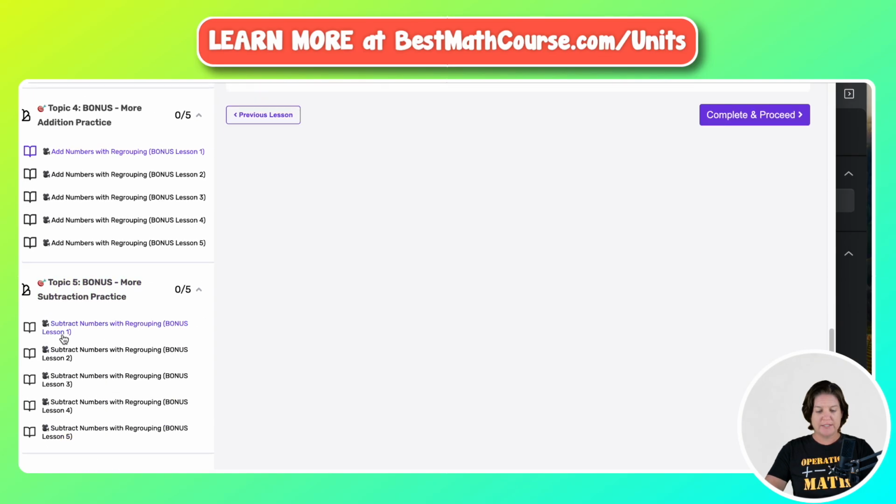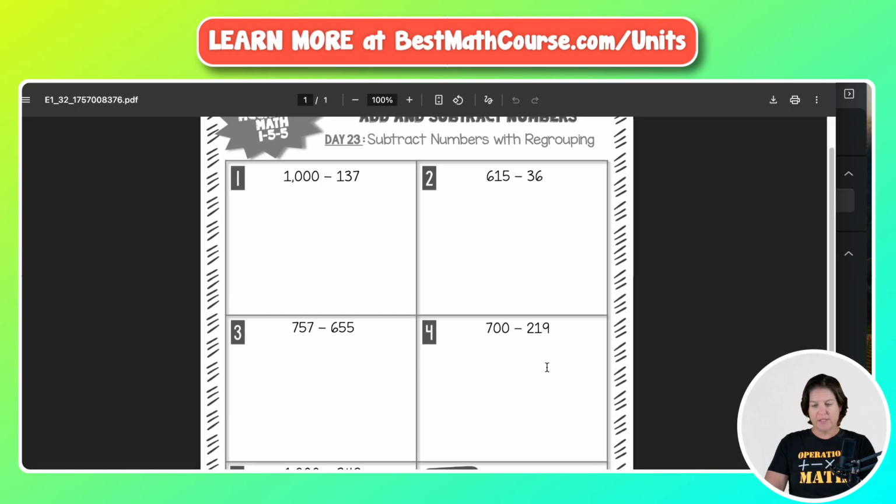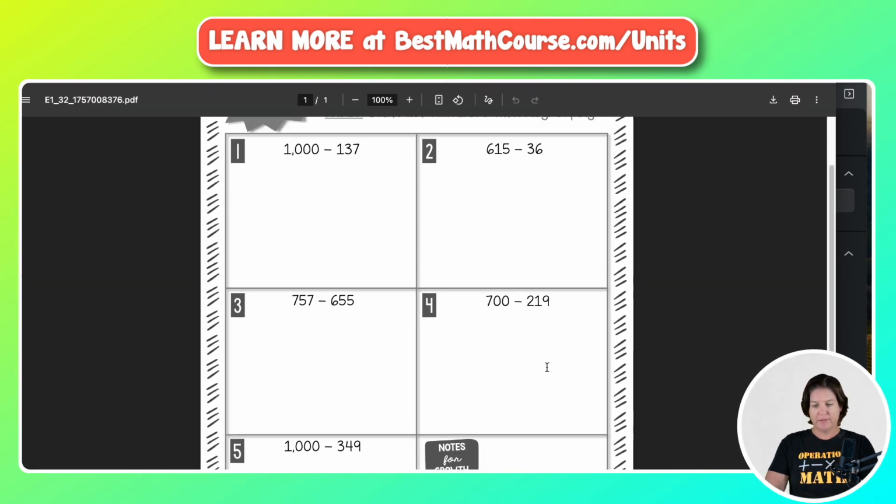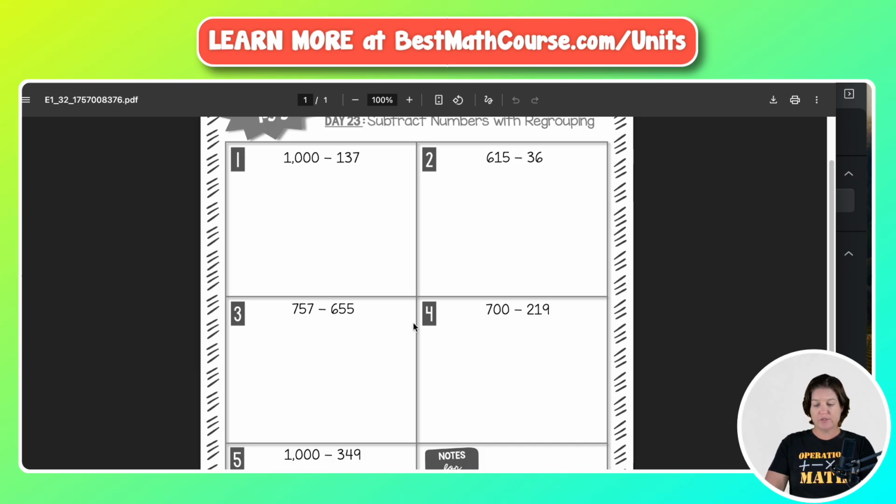And of course, we need practice with subtracting. So we've got 1, 2, 3, 4, 5. I can show you what one of them looks like. You can see here we're subtracting with regrouping. Look across zeros, which students tend to struggle with.